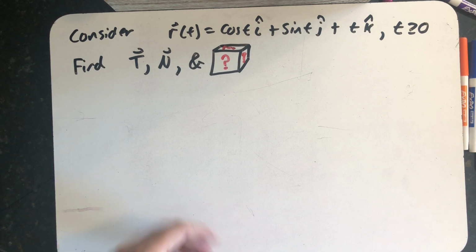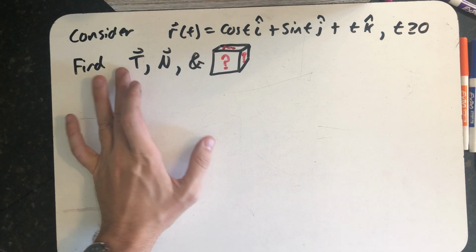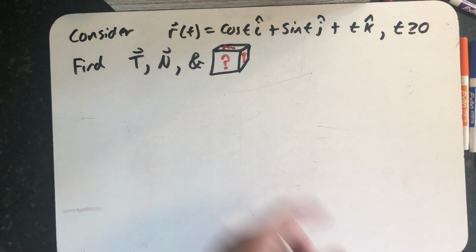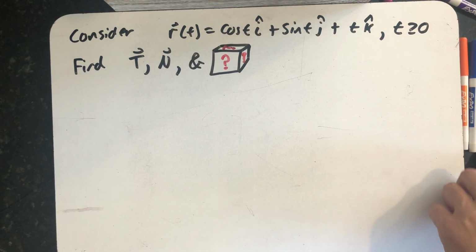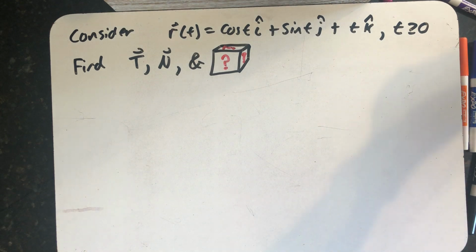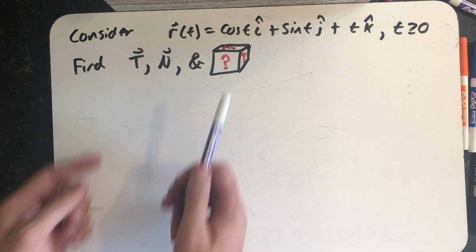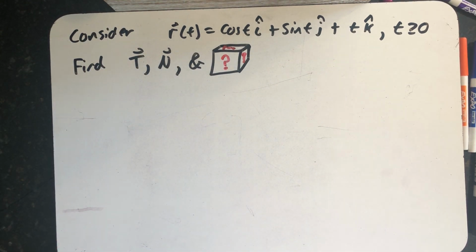It's infinitely tall, and we're asked to find the unit tangent vector, the principal unit normal vector, and something else that's being obscured by a box with a bunch of question marks on it. Hopefully that's exciting and what the video is actually about. But to start, let's just see if we can draw a picture of this vector valued function, this helix, and then calculate T and N.